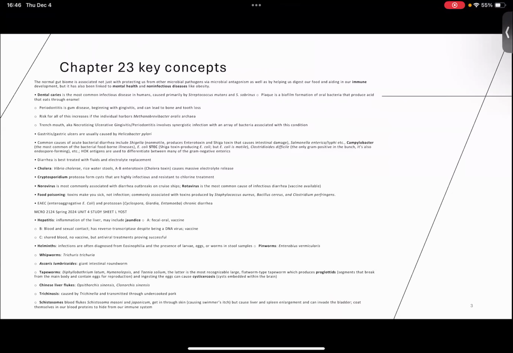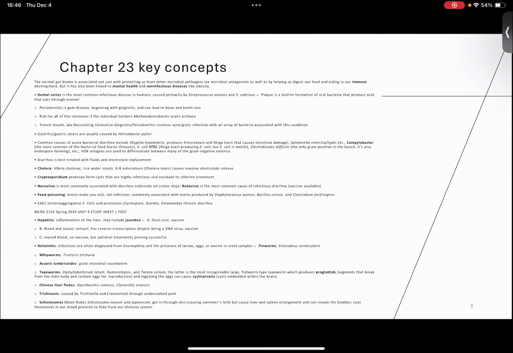Starting with chapter 23, the gut diseases, right? So this is the GI diseases. It's starting off reviewing the gut microbiome, probably the most heavily populated of all the biomes in the whole body. Just in 1 gram of your intestinal contents, you have more microbes than there have ever been people on the entire planet in all of history combined. So pretty impressive.